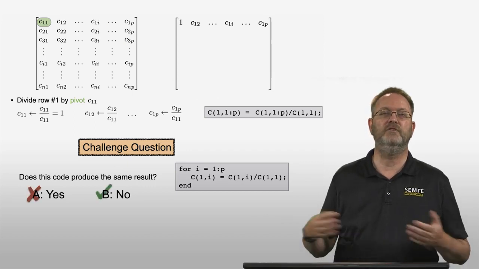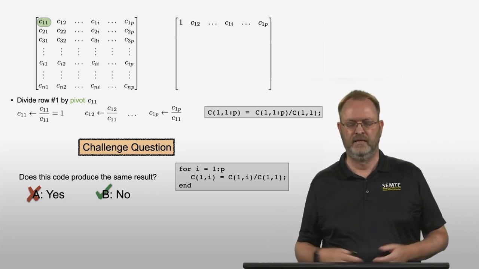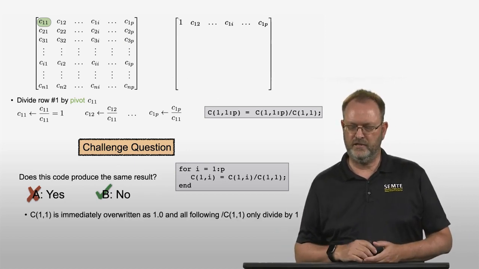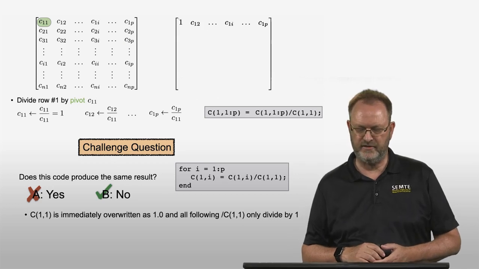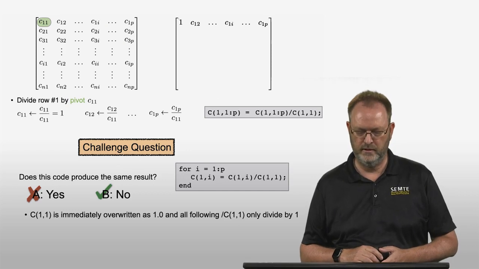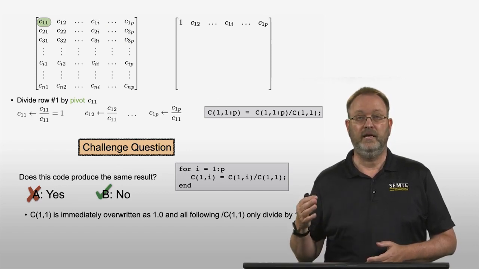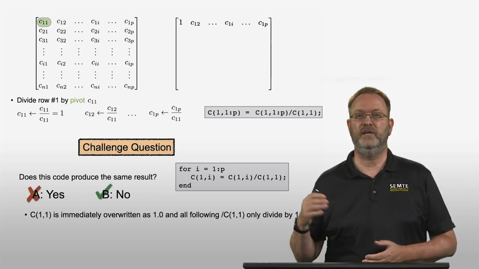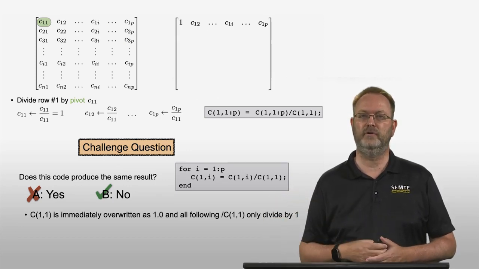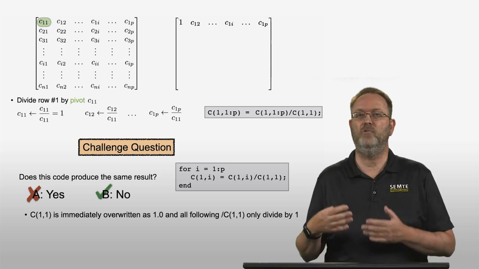Okay. And it turns out, no, it doesn't. And the reason for this is, if you look at what the code with the for loop does, for the very first entry, when i is equal to 1, in the first execution of this loop, the 1,1 entry will be immediately overwritten, and it will become 1.